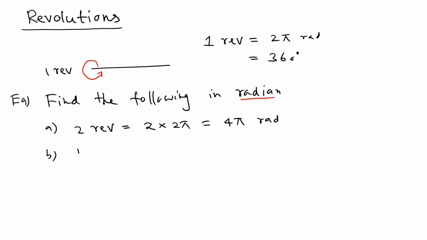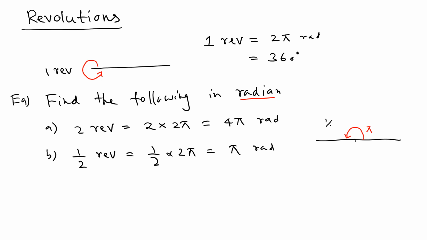B, let's say 1/2 revolution. So again it's 1/2, and 1 revolution means 2 pi. That means pi radians. So 1/2 revolution means pi radians. It's very clear if you draw it: half a revolution means just that. We know that this is the pi angle. In angle it is pi, or in revolutions it is half a revolution. So with half a revolution, we did not complete the full cycle.